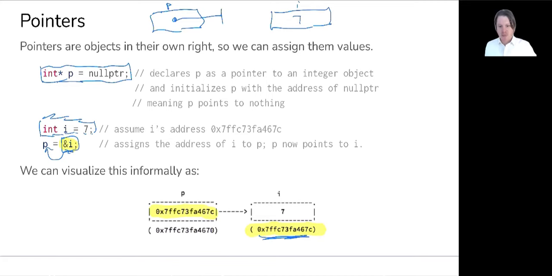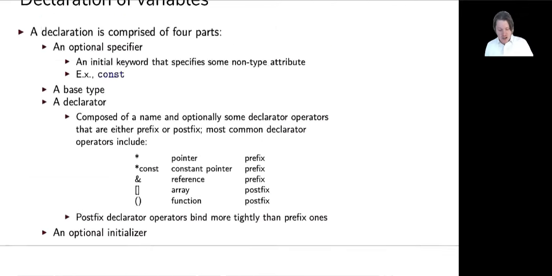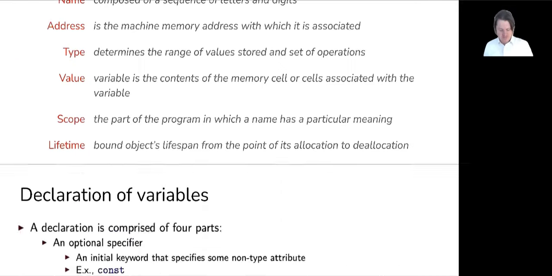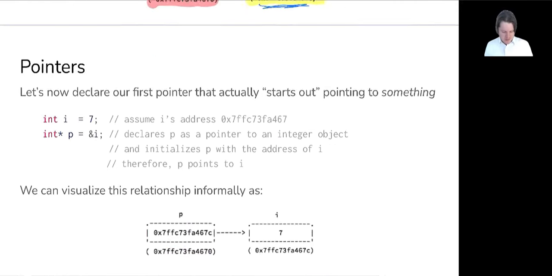Just like I, P has an address. Whoops, let's do that in a different color as not to confuse you. And just like our attributes, a pointer has all of these. It has a name, address, type, value, scope, and lifetime. None of this is different. It's weird because P is storing an address. But when you view it as no differently than an integer storing an integer value, an address isn't so weird. So continuing on here.